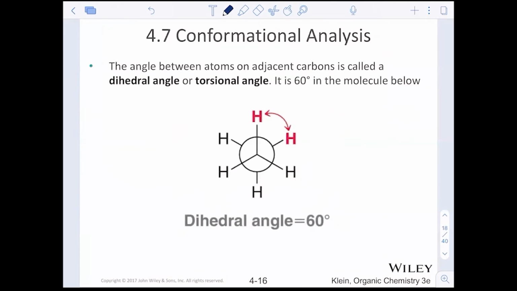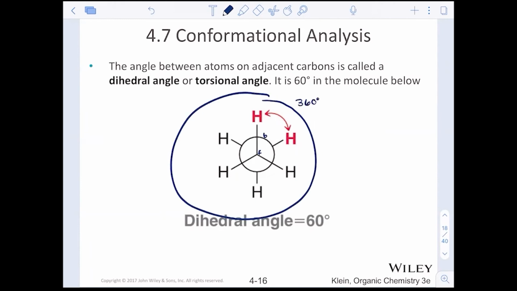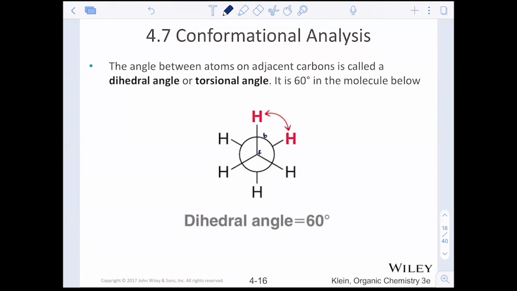A conformational analysis is really helpful to do when we are diving into Newman projections. The angle between atoms on adjacent carbons, so you're looking down a front and a back carbon, those are adjacent carbon atoms. And so the angle right there between the front hydrogens and the back hydrogens is called a dihedral angle or a torsional angle. It is 60 degrees on the molecule below. If we have a full piece of the pie that is 360 degrees, and we divide it into 6 pieces, that's 60 degrees. So each one of these is 60, 60, 60, 60, 60, 60.